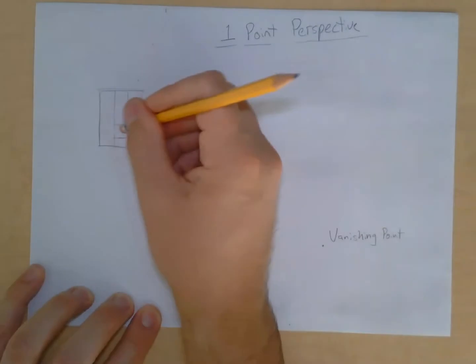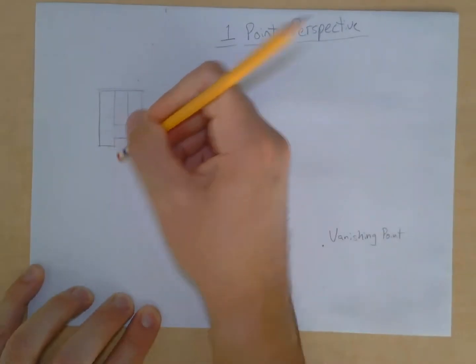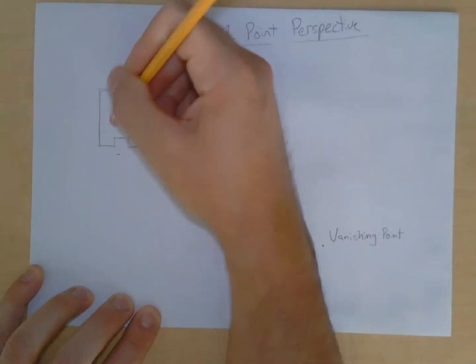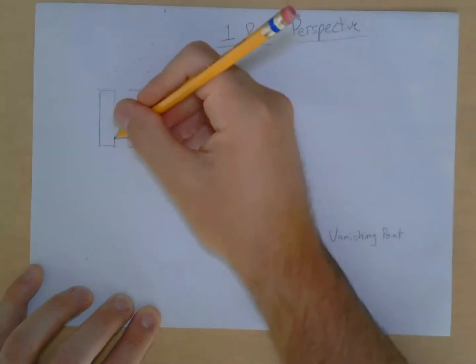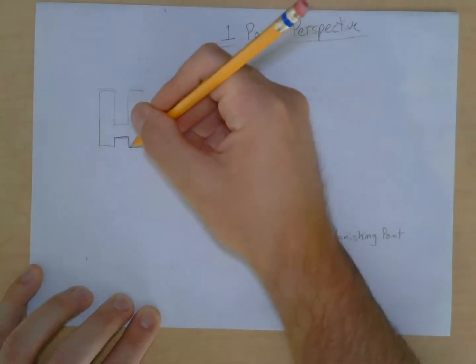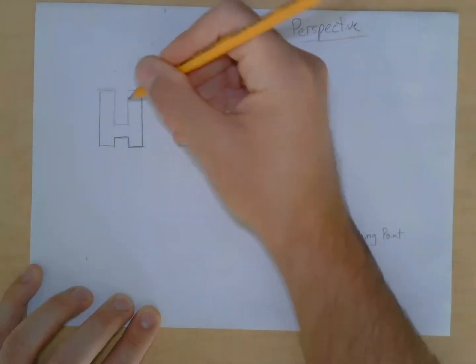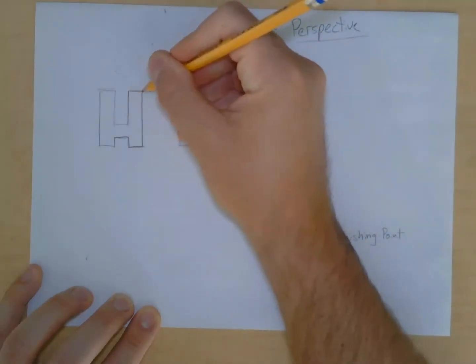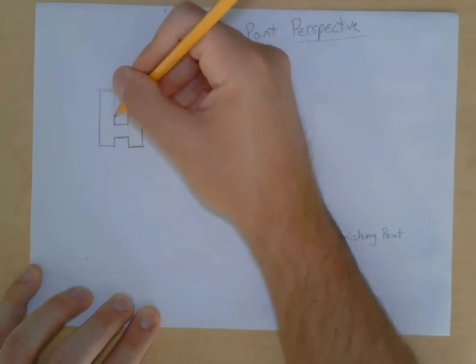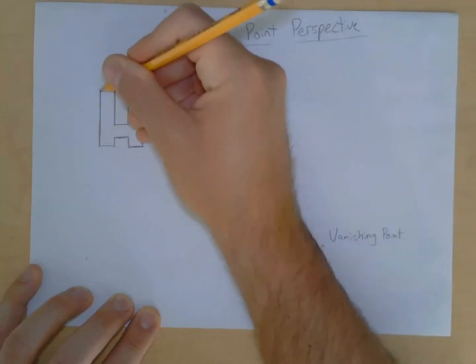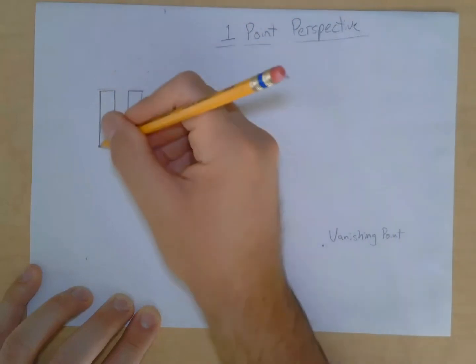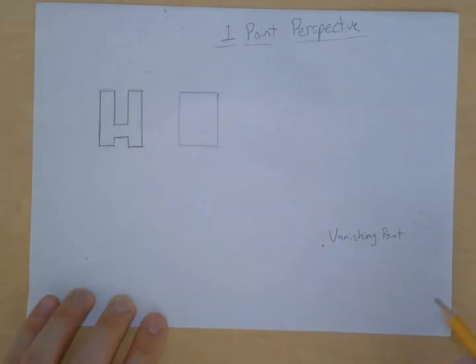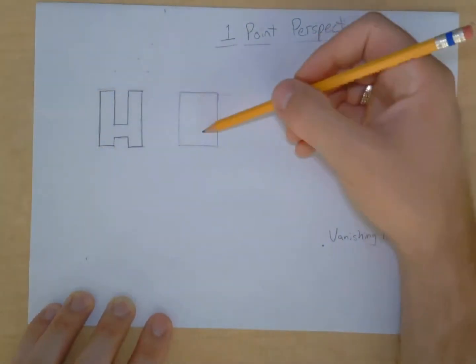Okay, got my H. Darken my lines. Always remember to draw light at first and darken at the end once you know you have all your lines in the right place. If you all could just please quietly listen and watch, that would be awesome. And on this side, I'm going to draw a C.